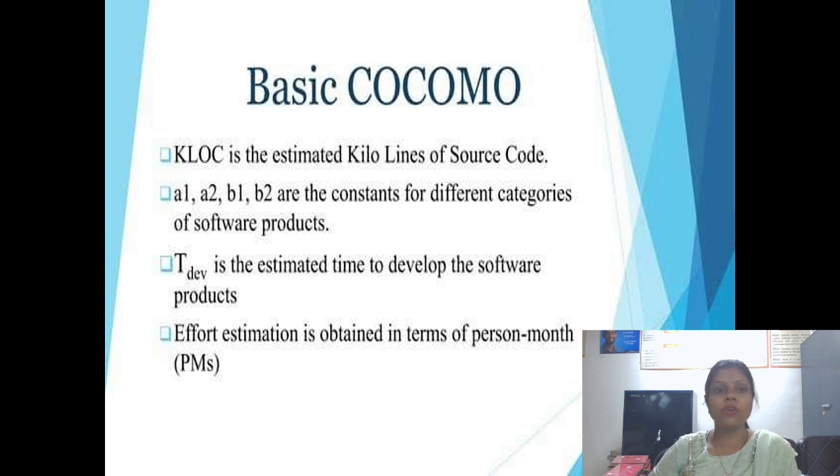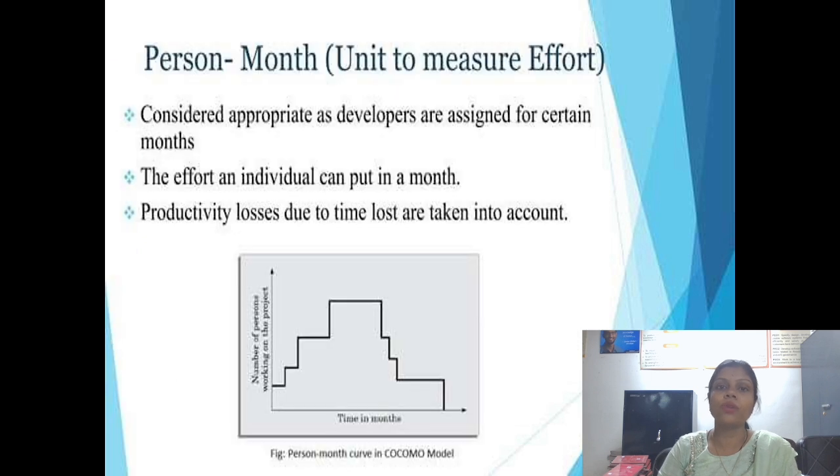And KLOC. What do we mean by KLOC? KLOC means estimated kilo lines of source code. So how many KLOCs are there? We can see this in our coding, for example 4,000, 5,000, 4,500, 10,000. These are all KLOC values. From this we can calculate the basic COCOMO product.